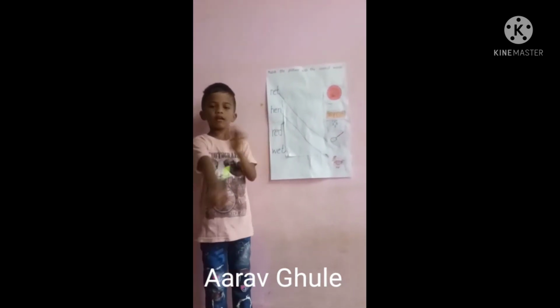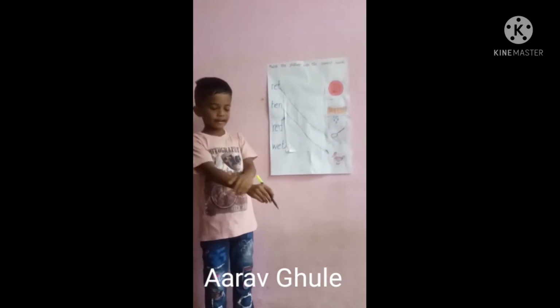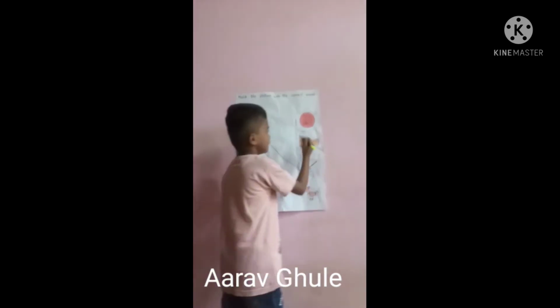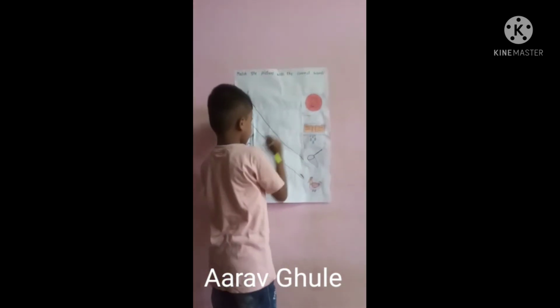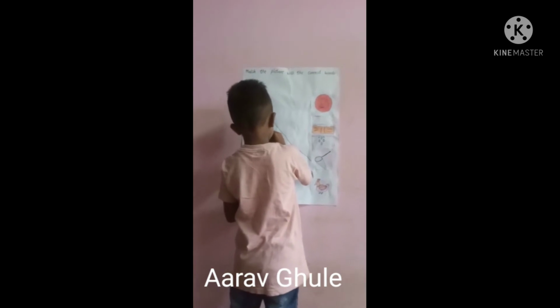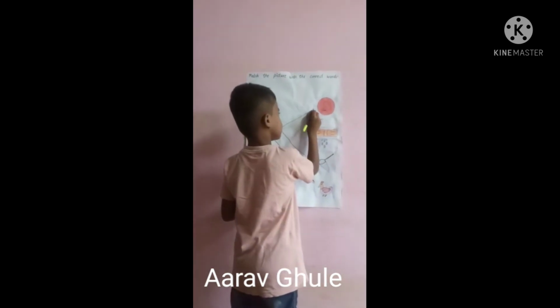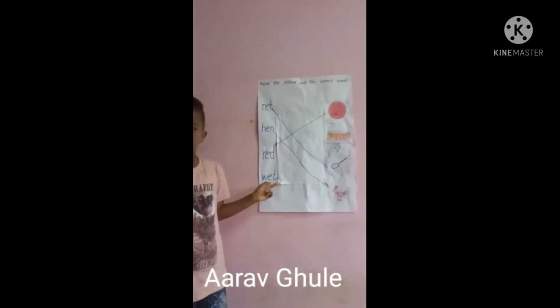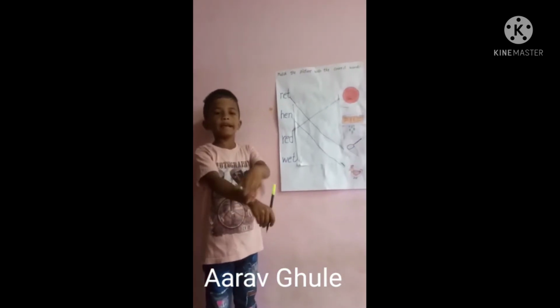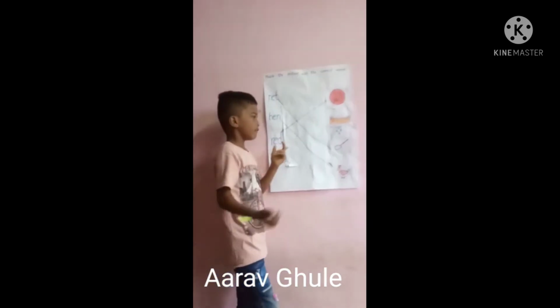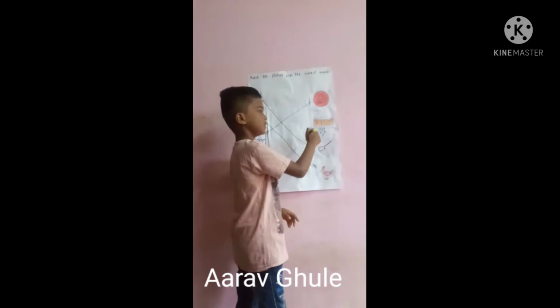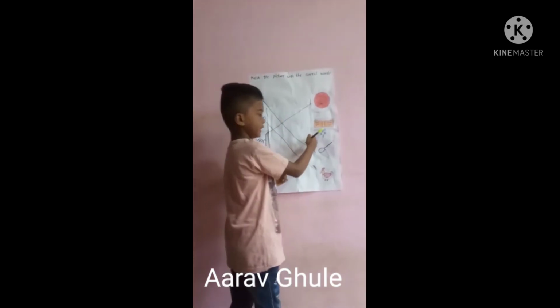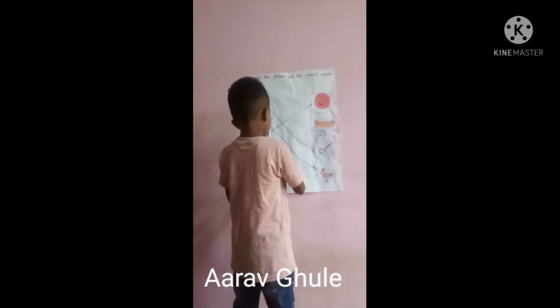Red. Where is red? Yes, red. Yes, circle. So much fast. Which is last word? What? Wait. Where is wait? Yes, here. Wait is towel. So match it.